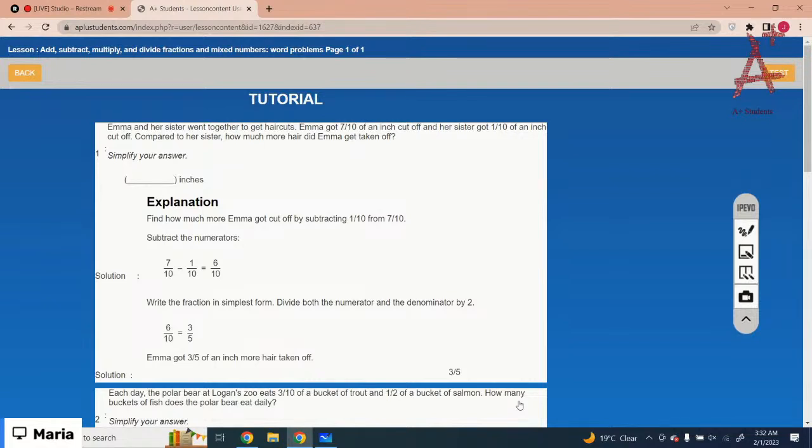So they have the same denominators. So you have to subtract the numerators. Got it? It would be 7 minus 1, which is 6/10. You can divide both numerator and denominator by 2. Sorry, 2 times 3 is 6 and 2 times 5 is 10. So it is 3/5. Got it?